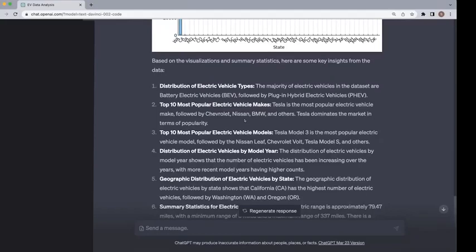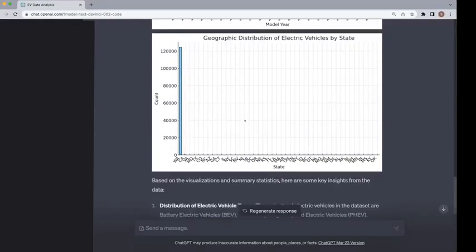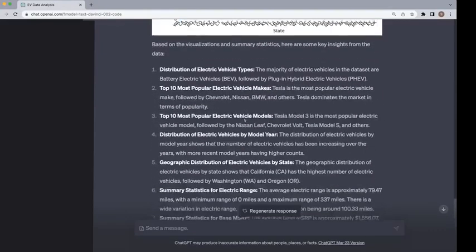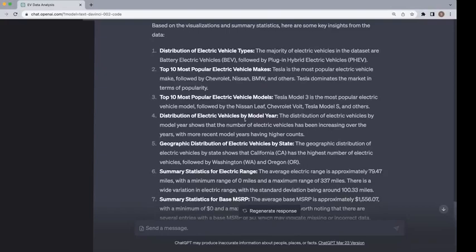What's interesting here also is that based on the visualization and summary statistics, here are some key insights from the data. It actually wrote some of these, saying the top 10 most popular electric vehicles, and that the Tesla Model 3 is the most popular electric vehicle model, followed by the Nissan Leaf, etc. So you start getting into some really interesting concepts.